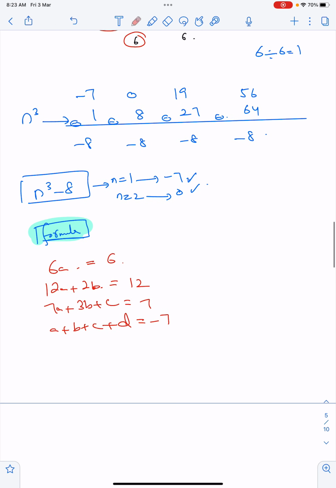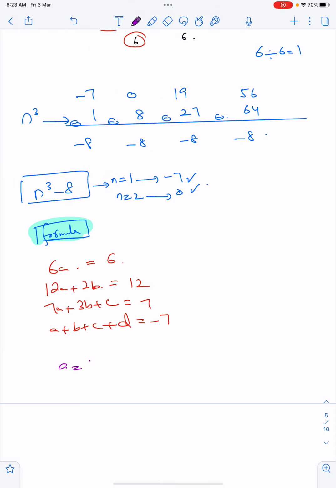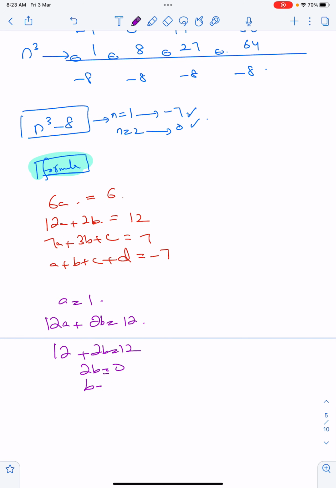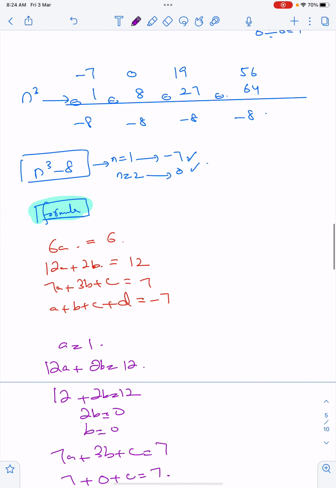Let's solve it. From the first one, you can easily get a equals 1. Plug it into the second equation. 12 plus 2b equals 12. So 2b equals 0, b equals 0. 7a plus 3b plus c equals 7. a is 1, so 7 plus 0 plus c equals 7. c equals 0. Now a plus b plus c plus d is the first term of the sequence, which is negative 7.